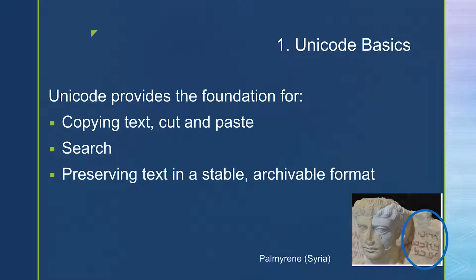Unicode also provides the foundation for copying text and cut and paste capabilities, as well as search, so that you can do search both within a document and across the internet, such as with Google or other search engines, and preserving text in a stable, archivable format. Unicode makes it possible to type, save, and archive text, so the inscription written in the Palmyrene script on the slide will be saved as text for posterity.